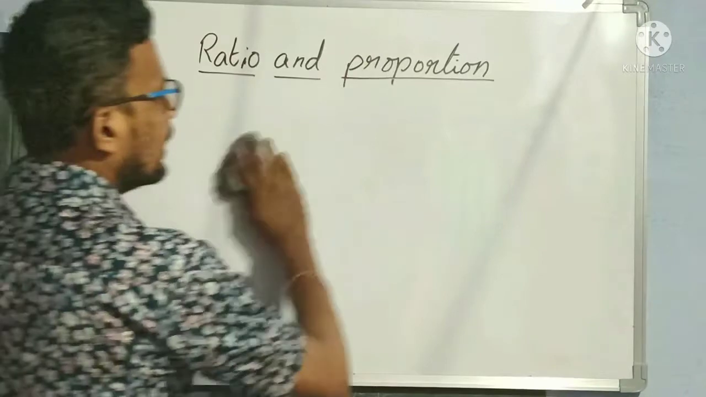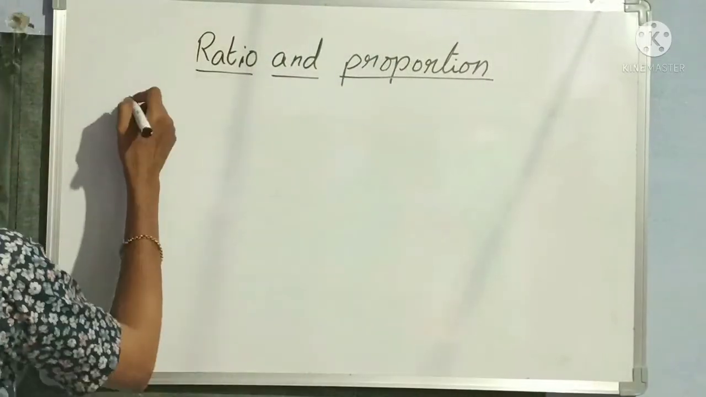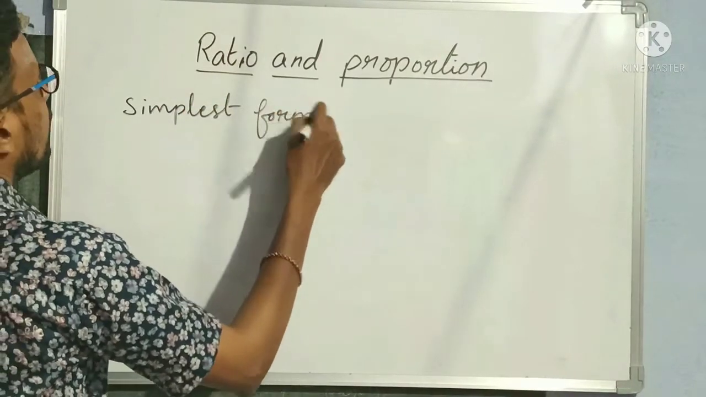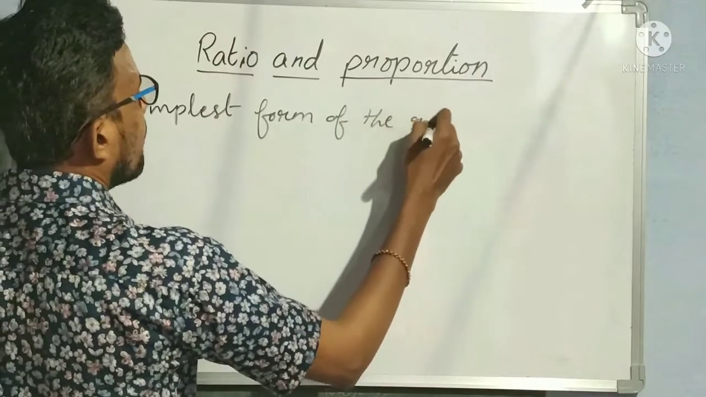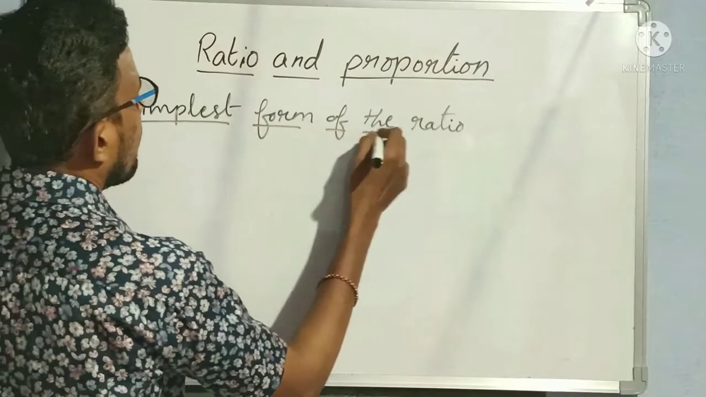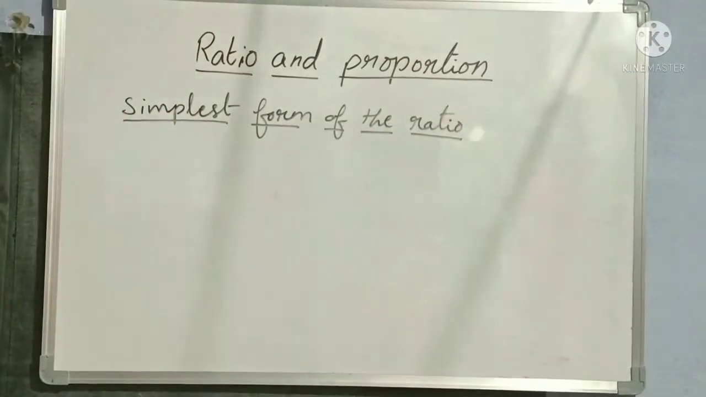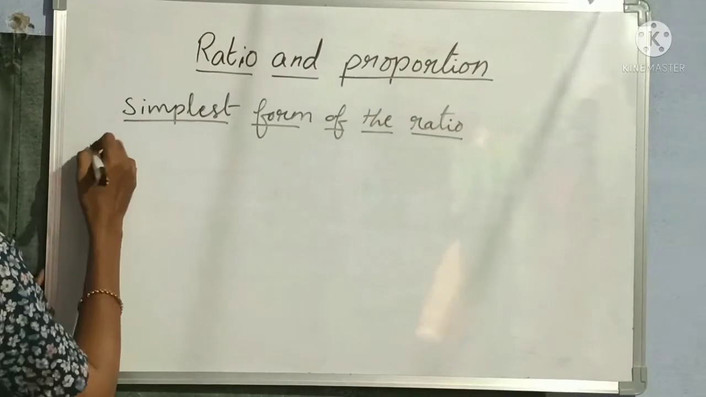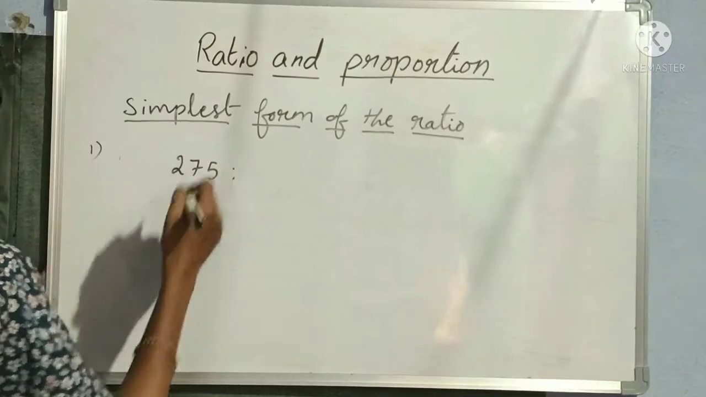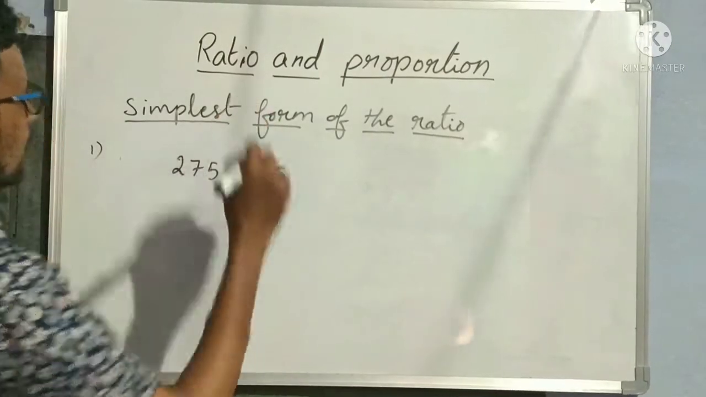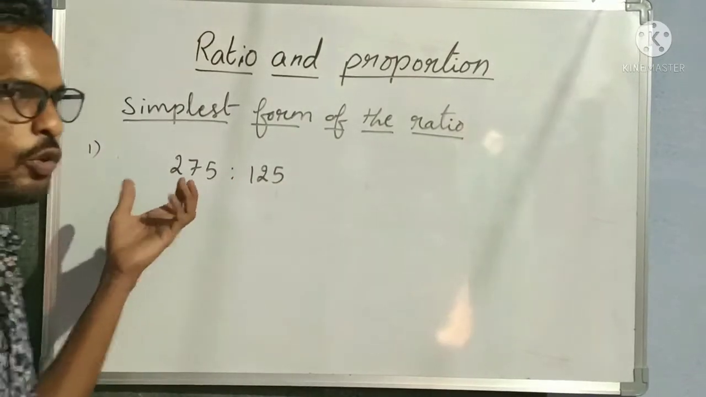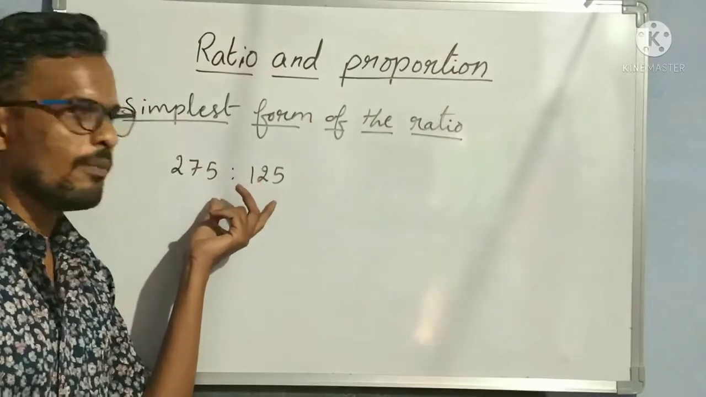Okay? How to write the ratio in its simplest form? So very important, simplest form of the ratio. Okay? So first, suppose I am having the ratio as 275 is to 125. Is the ratio in simplest form here? Is the ratio whatever we are seeing, is it in simplest form or not?